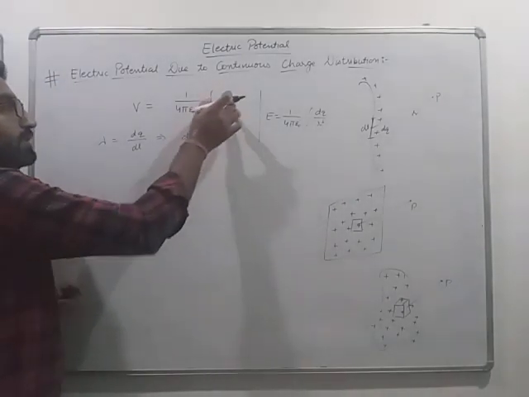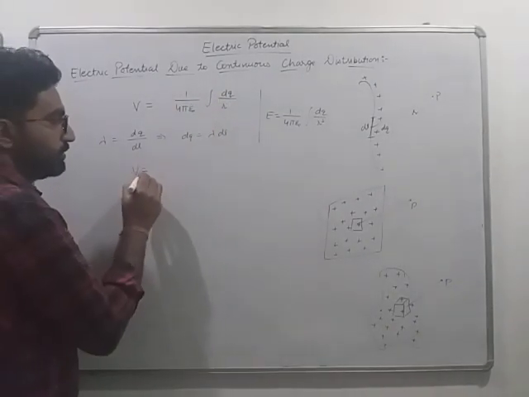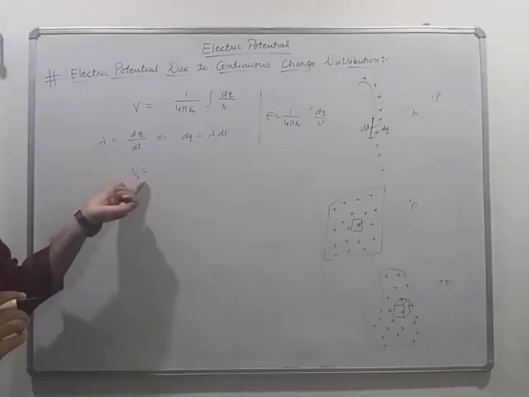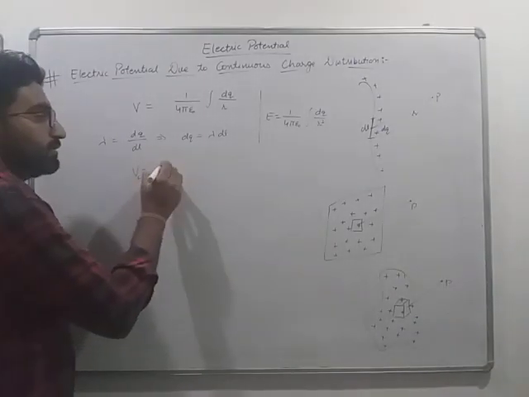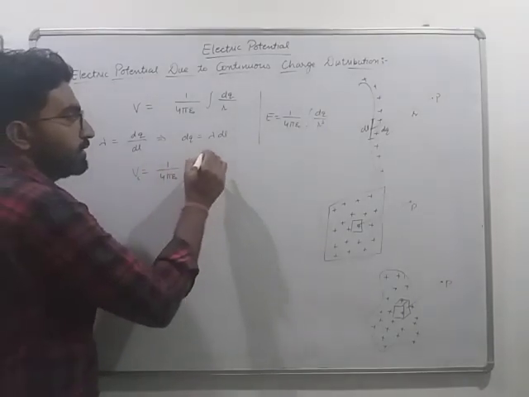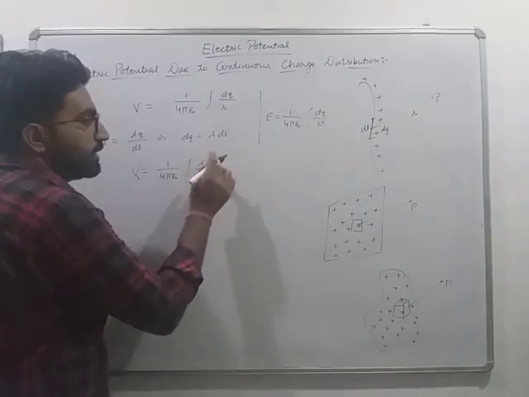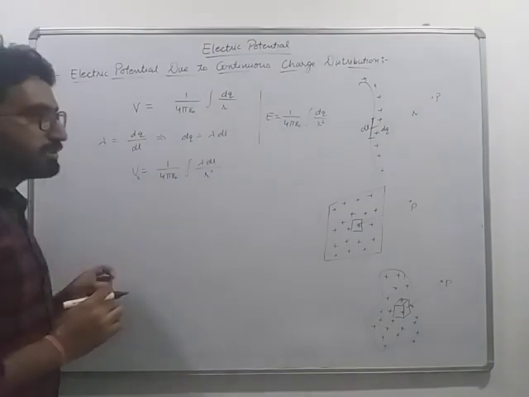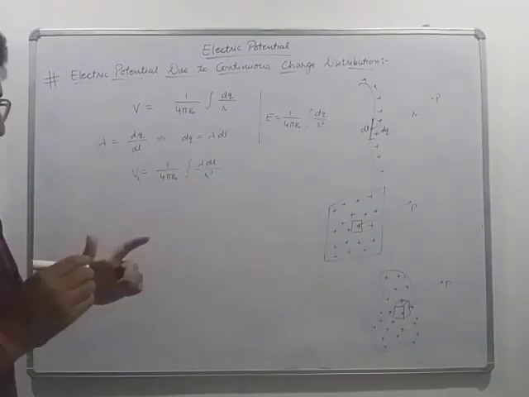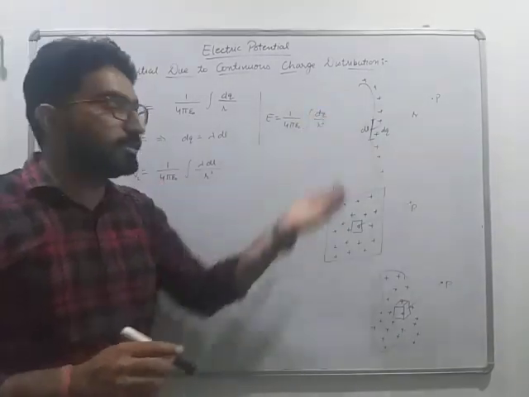When we put this value in this expression, V, which I am writing as VL, the potential due to a linear charge distribution, will be equal to 1 by 4 pi epsilon naught integration lambda dl divided by r. Here lambda represents the linear charge density of the dl length element, and the integration shows that we have to integrate over the complete length of the linear charge distribution.